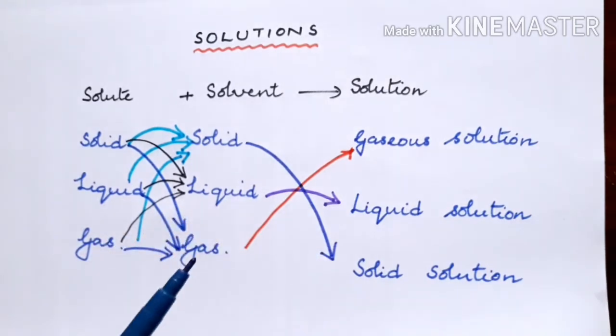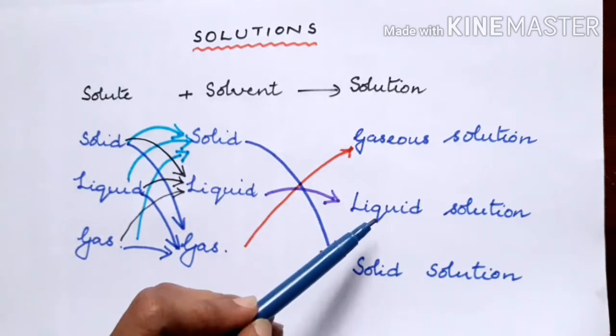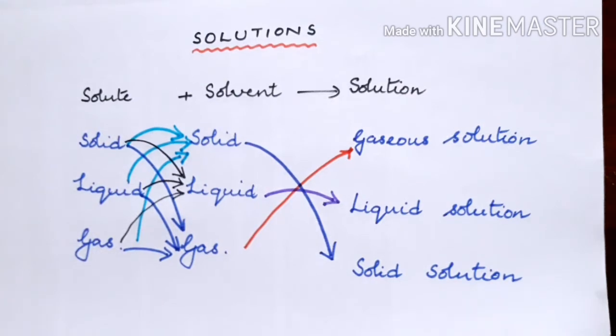So we have three main categories: solid solutions, liquid solutions, and gaseous solutions. The common example that we see here is a solid dissolved in a liquid. So we are restricting our study to only binary solutions. Here you find that the physical state of the final solution will always be the physical state of the solvent.